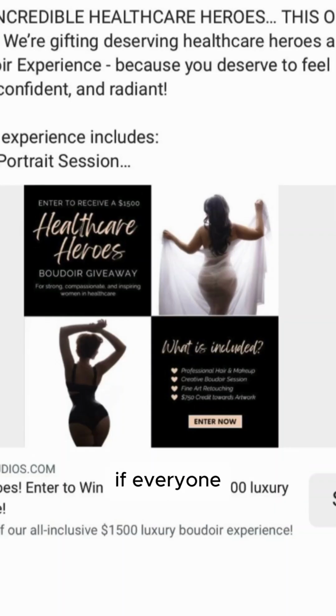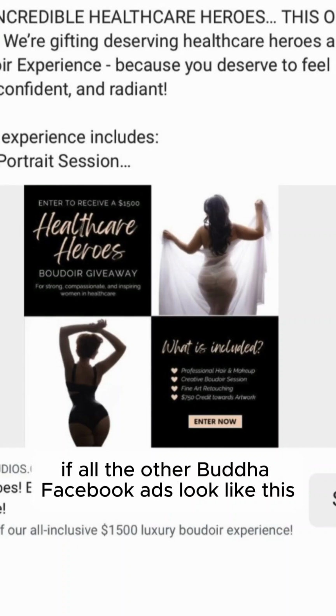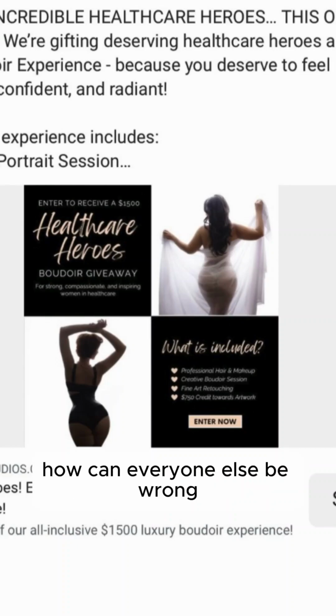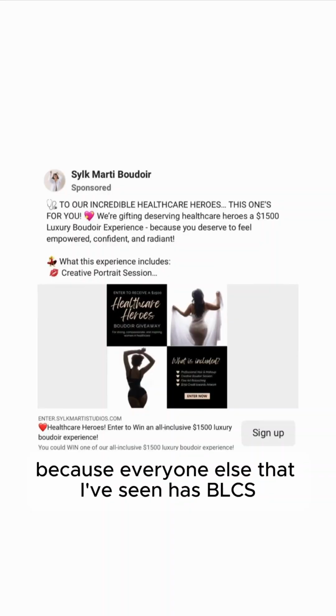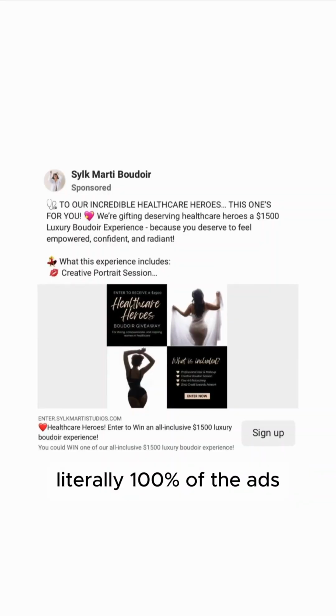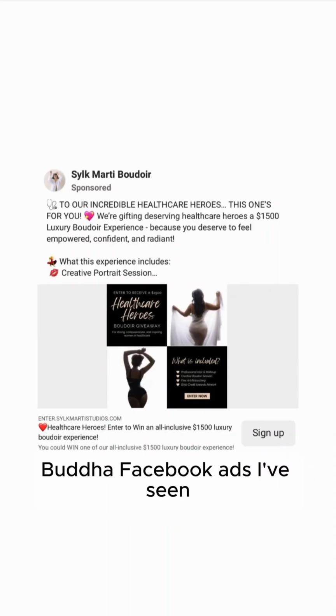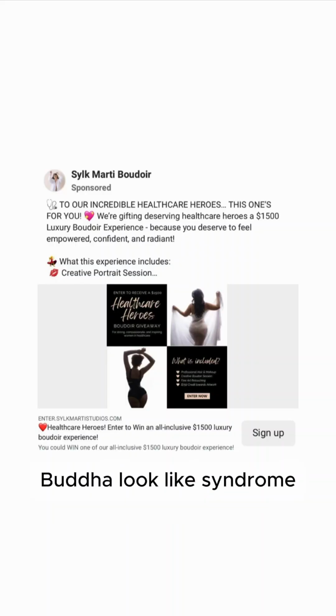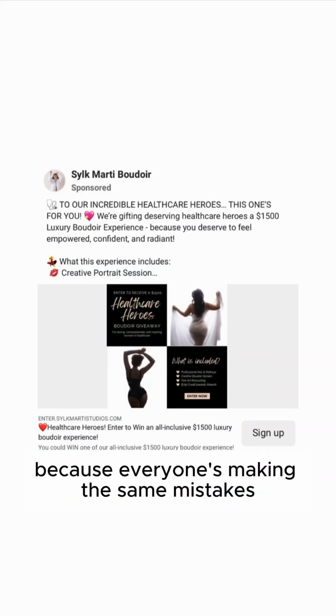And a common question is, well, if all the other Boudoir Facebook ads look like this, how can everyone else be wrong? It's because everyone else that I've seen has BLCS. Literally 100% of the Boudoir Facebook ads I've seen the back ends for have had BLCS, Boudoir low click syndrome, because everyone's making the same mistakes.